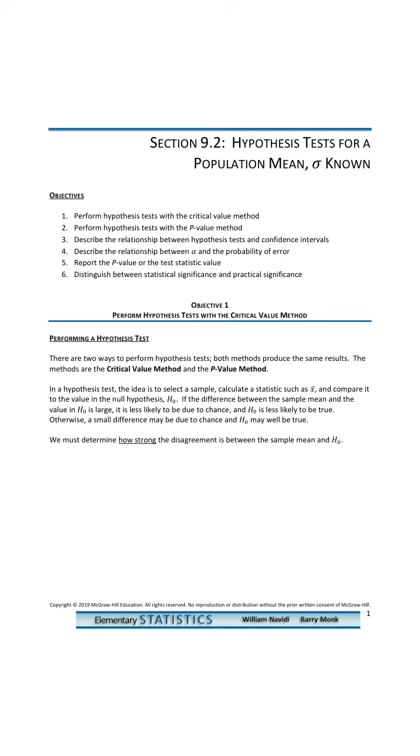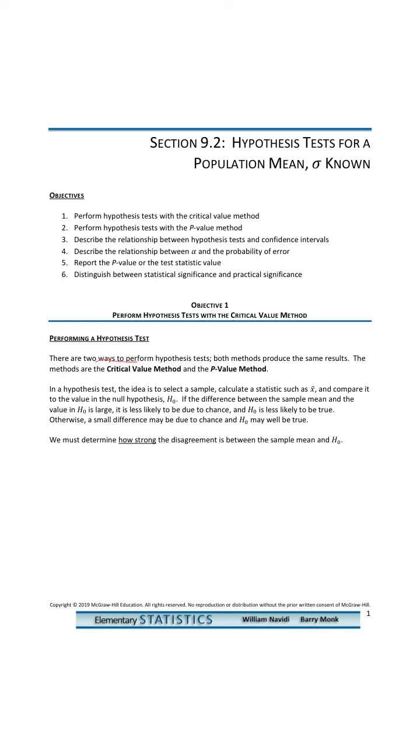In this section, you are going to learn a lot of new terms. The objectives in this section are to perform a hypothesis test with the critical value method and p-value method, describe the relationship between the hypothesis test and confidence interval, and describe the relationship between alpha and probability of error. Report the p-value or the test statistic value. Distinguish between statistical significance and practical significance.